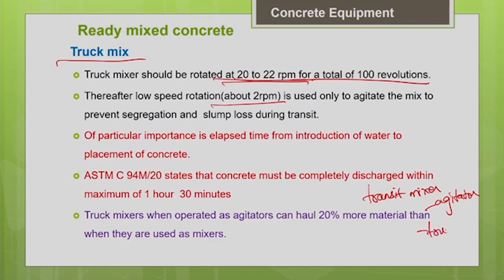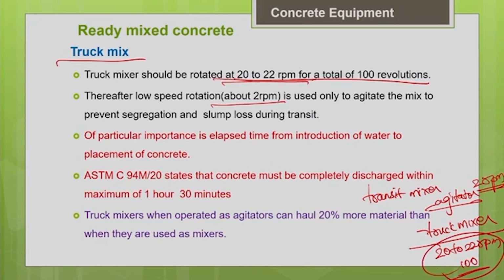Okay. So, this transit mixer can be used as an agitator or as a truck mixer. If you are using it as an agitator, the main function of the agitator is just to agitate the concrete and prevent the slump loss and the segregation. So, there you need a speed of only say 2 RPM, but if you are going to prepare the concrete only inside the truck, you have to rotate at a speed of 22 RPM for 100 revolutions. Okay. So, that is the manufacturer recommendation, to get a homogeneous mix.